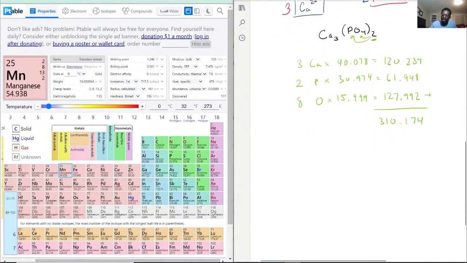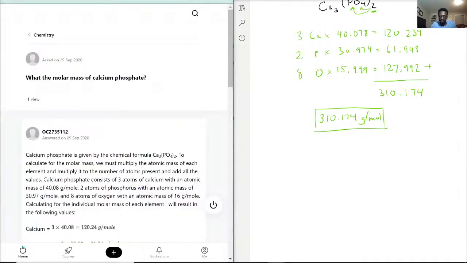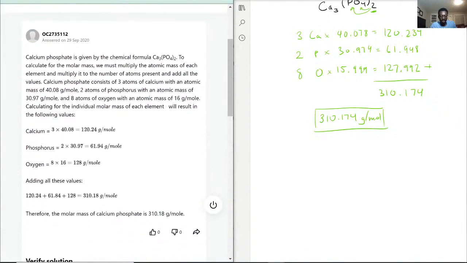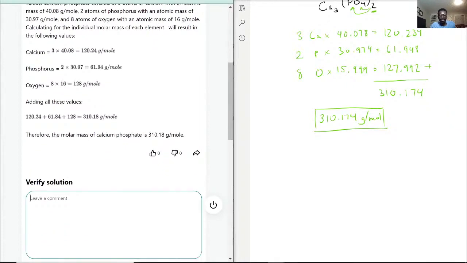So our molar mass in total is 310.174 grams per mole for calcium phosphate. That's a really big molecule compared to the other ones we deal with. Let's see what they did here, and they do get around that number. You can see that the phosphorus value, the oxygen value, and even the calcium value were slightly different, but they got an answer that's close to mine: 310.18.